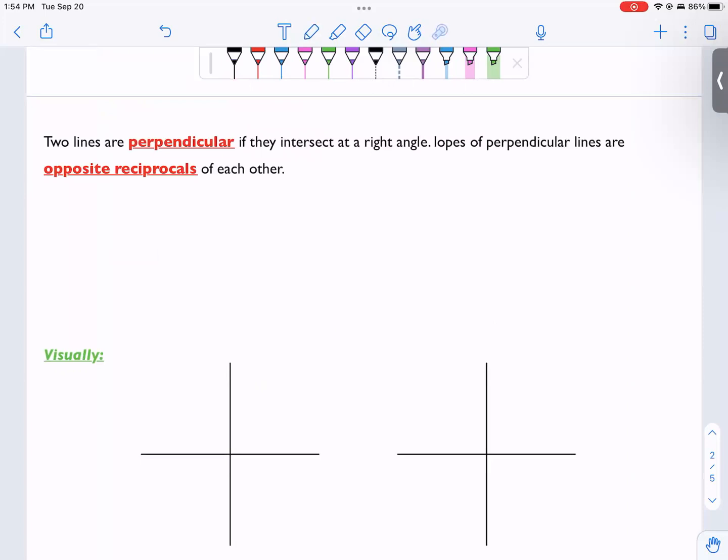Perpendicular lines. Two lines are perpendicular if they intersect at a right angle. That's a 90-degree angle. Slopes of perpendicular lines are opposite reciprocals of each other. Let's zoom in on this word, opposite reciprocal, which I'm going to abbreviate to OR from time to time. Opposite reciprocal is going to be the reciprocal with opposite signs. Reciprocal with an opposite sign.